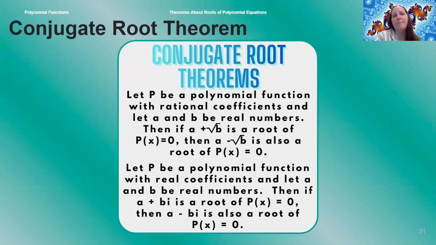If you let p be a polynomial function with real coefficients and let a and b be real numbers, then if a plus bi is a root of p of x equals 0, then a minus bi is also a root of p of x equals 0. So basically what it's saying is for non-real roots, its complex conjugate will also be a root.